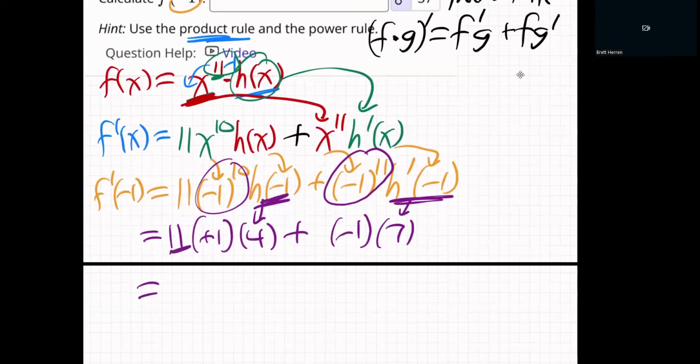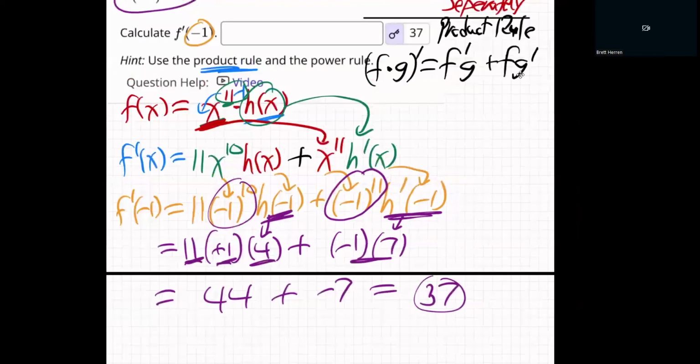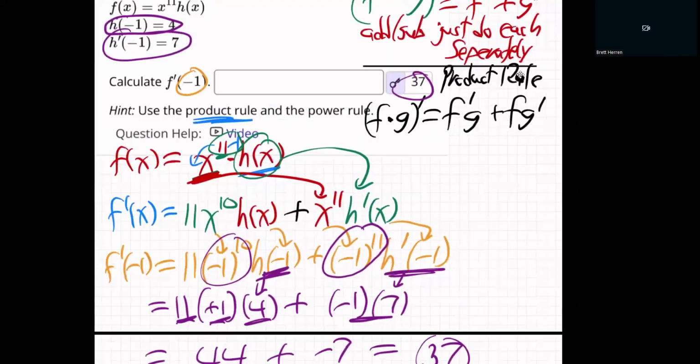So then what do we got? 11 times 1 times 4, that's 44, plus -1 times 7 is -7. Is that going to be 37, I think? The answer, yeah, 37. So that's how we do it.